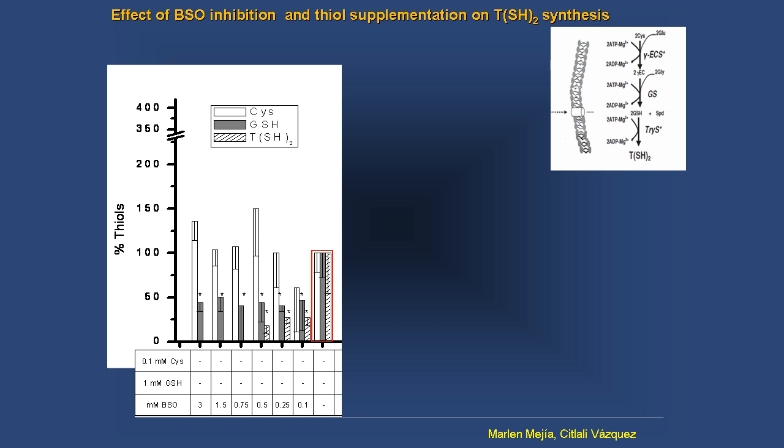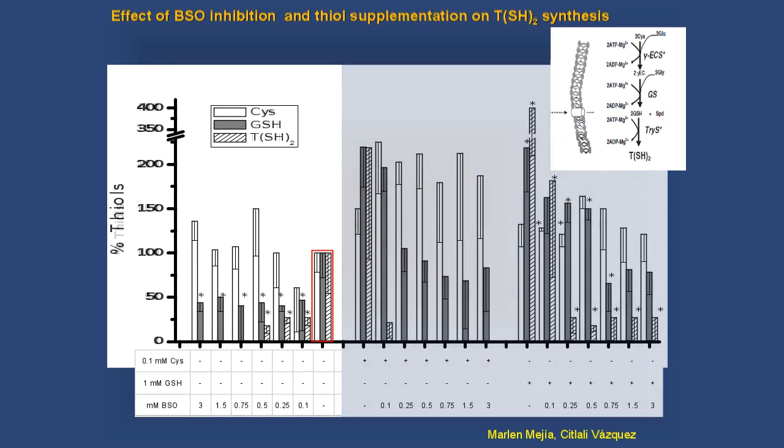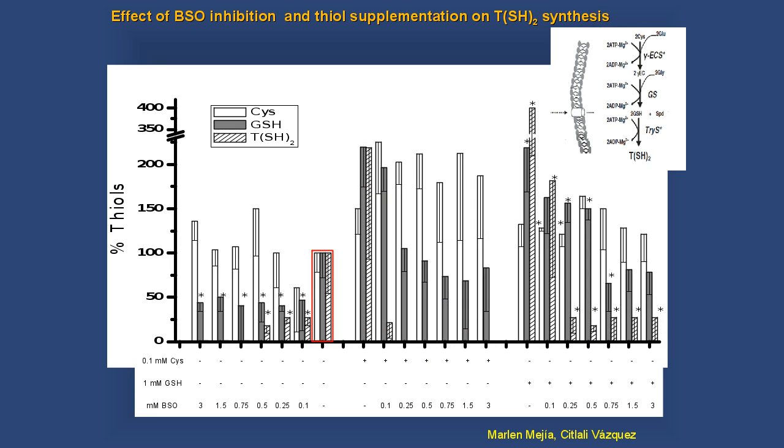trypanothione synthesis. Then, to skip the controlling role of gamma-ECS, we supplied the parasites with 0.1 millimolar glutathione. And as you can see, we have increases of fourfold in the concentration of trypanothione. And this trypanothione increase, of course, was inhibited by BSO. Remarkably, even in the presence of a high concentration of glutathione, in black bars, the trypanothione pool didn't recover from this inhibition.